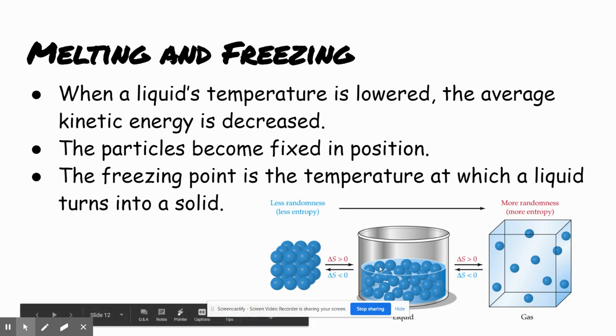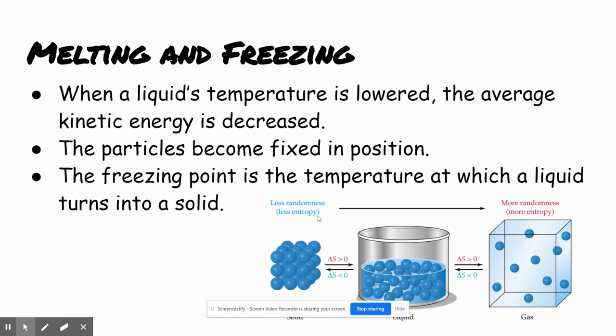We add energy. They tend to jumble up. They have more randomness, more entropy. We add more energy, they turn to gases. If we take away energy, the gases turn to a liquid and then eventually to a solid, becoming more ordered, and they have less entropy, less randomness.